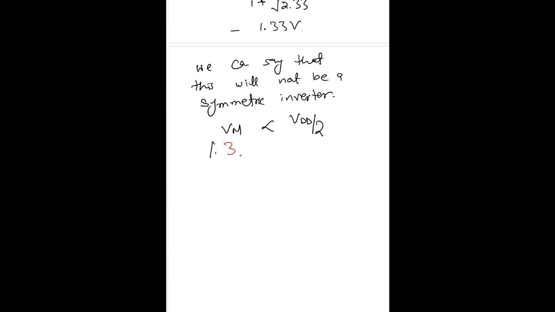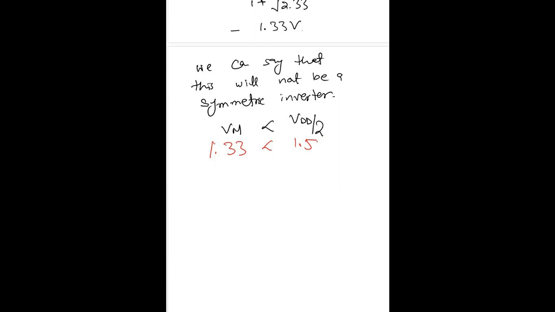So we can say that this will not be a symmetric inverter. Why will this not be a symmetric inverter? Because our Vm is less than VDD by 2. Our Vm was 1.33, which is obviously less than 1.5. So this condition is not satisfied, and we can say that this is not a symmetric inverter.